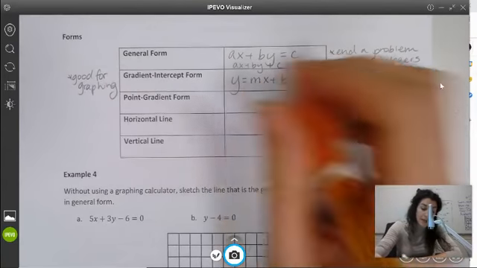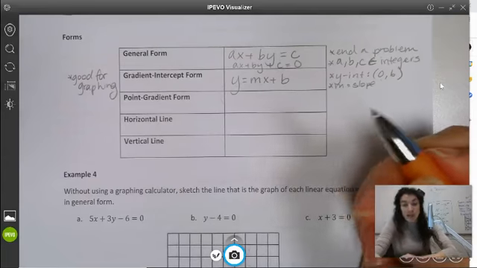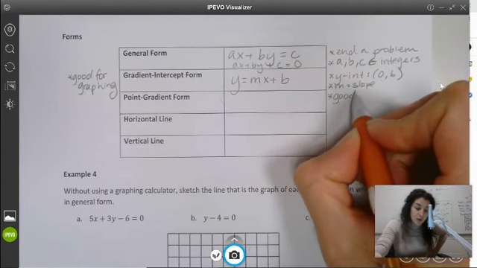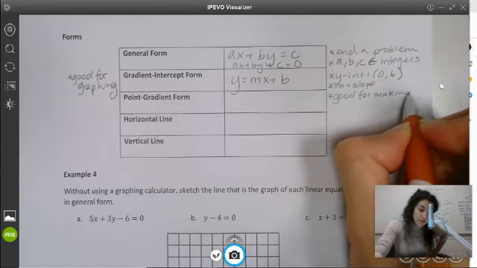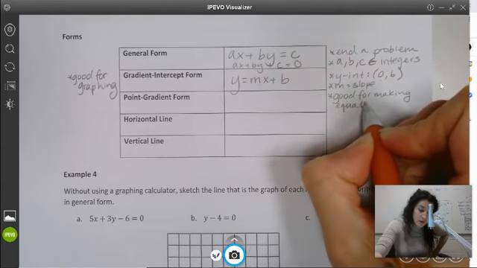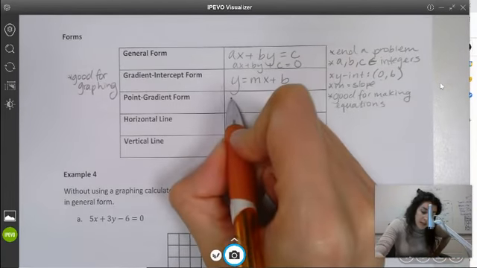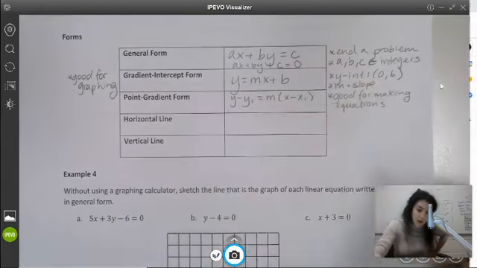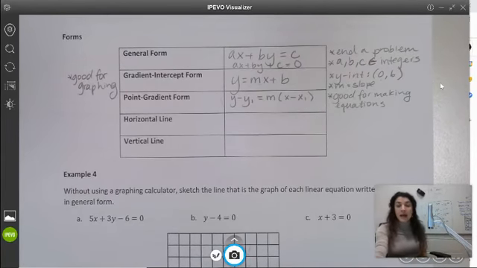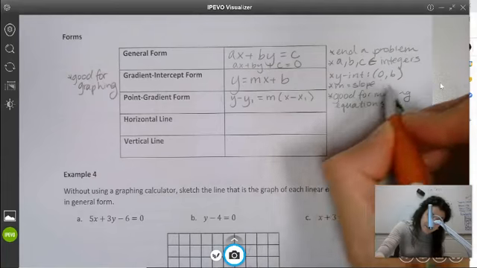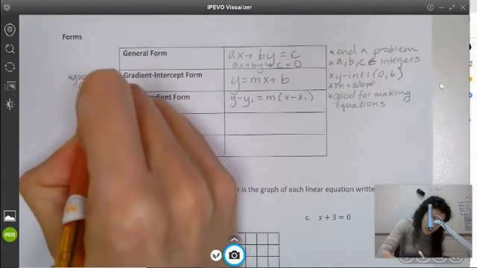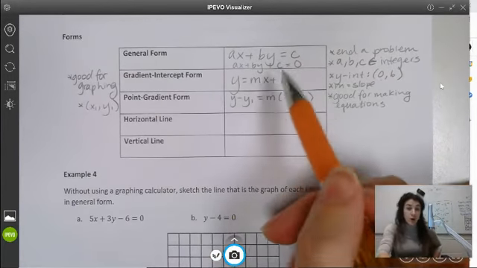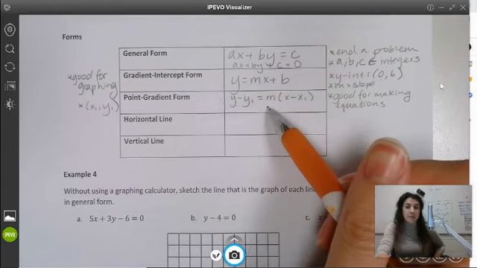Point gradient or point slope form is when you have a point and a slope. This is great for making equations. The form is y minus y1 equals m times x minus x1, where m again is your slope, and x1 and y1 are points. So x1, y1 are a point that you can plug in, but you could also plug in 2 different points and solve for m this way.